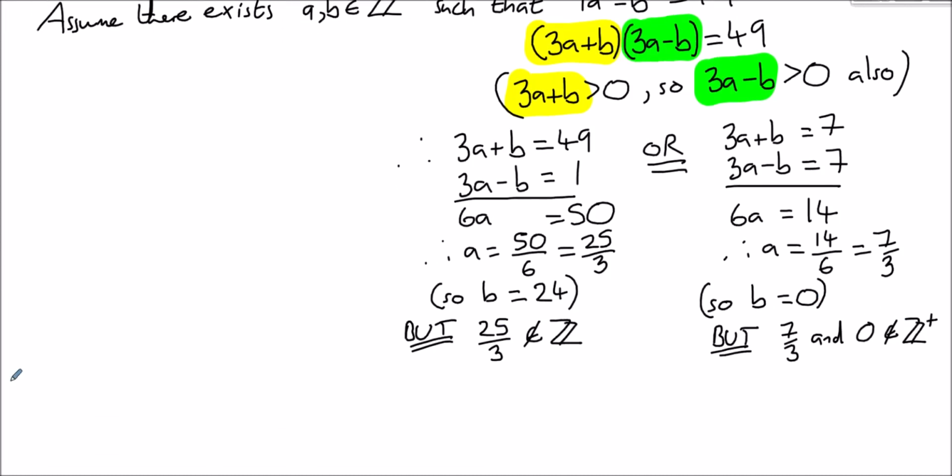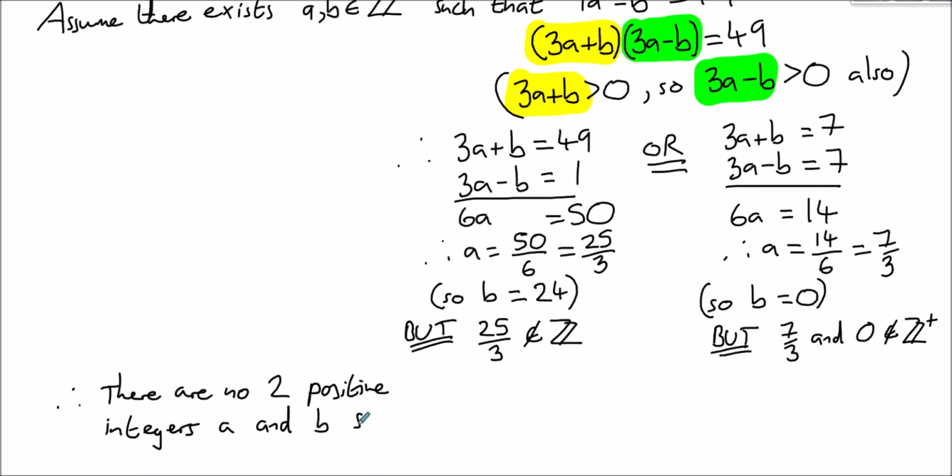So therefore, there are no two positive integers a and b such that 9a squared minus b squared equals 49. So proved by cases. It fails in this case and it fails in this case. It just cannot be done where a and b are positive integers.